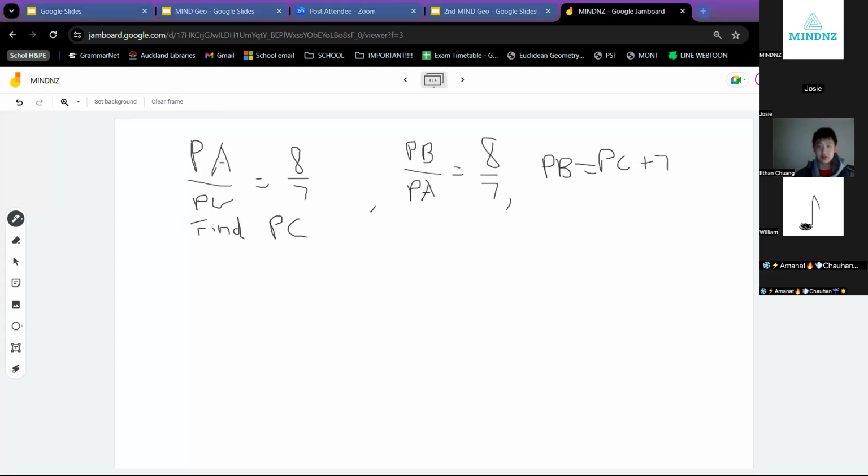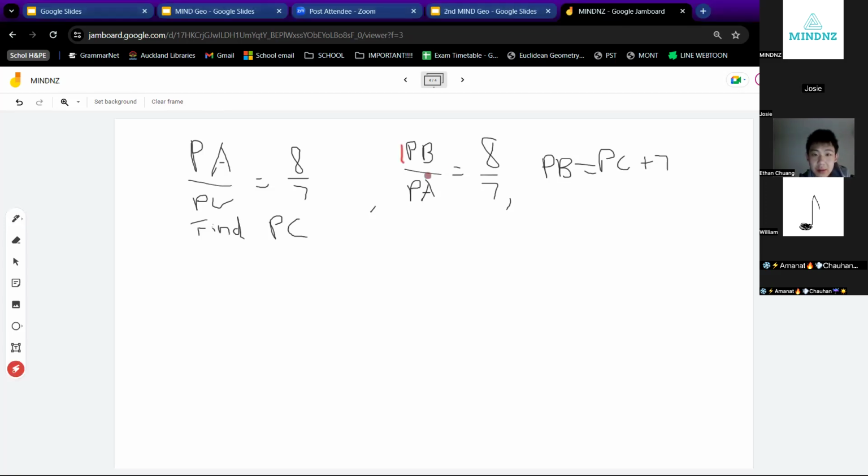Yeah, so I think Josie's got it. So basically we can sub this for this. So we get PC plus 7 over PA equals 8 over 7, right? And we can split this into two fractions. So this is equal to, let me rewrite the right hand side, PC over PA plus 7 over PA, right? Well, that's very good.